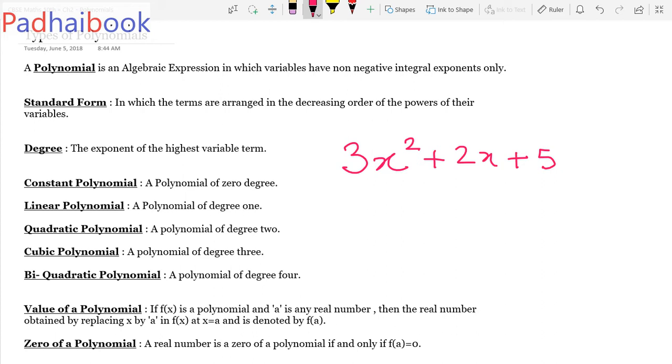Now suppose the power of the first term becomes 3x to the power 2 by 3. Now the variable has a fractional power. This is not accepted in a polynomial. It may be an algebraic expression, but it is not a polynomial. You should be clear with the fundas. You will be able to solve other questions if you are clear with the basics of a chapter.